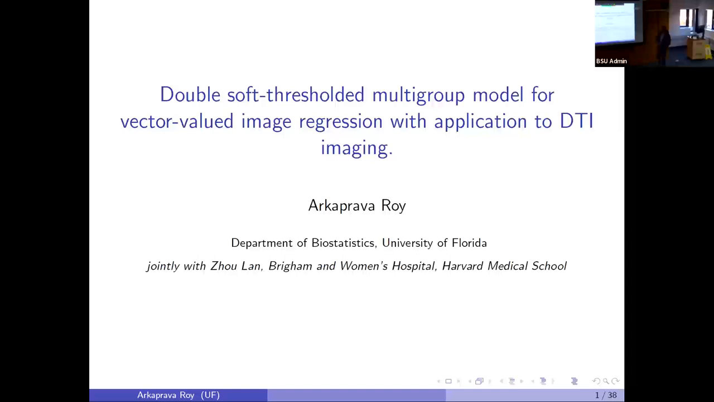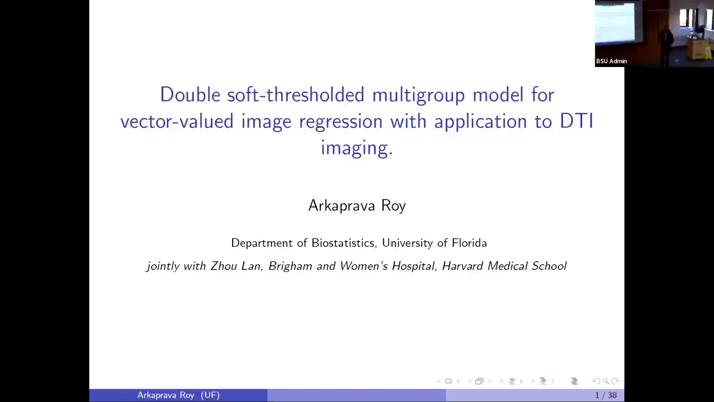So today I'll talk about this work. The title is very long, but I'll describe each part one after the other. It's on a double sub-thresholded multigroup model for vector valued image regression with application to DTI imaging. This is joint work with my collaborator and friend, Joe Land. He's an assistant professor in the Harvard Medical School.